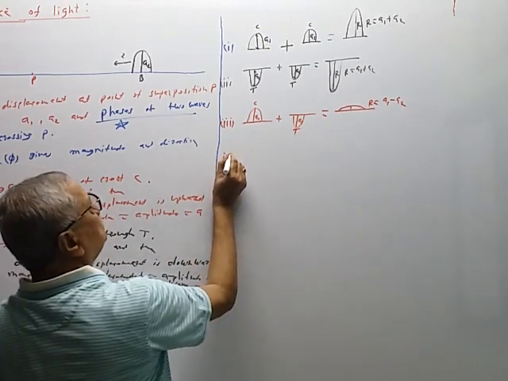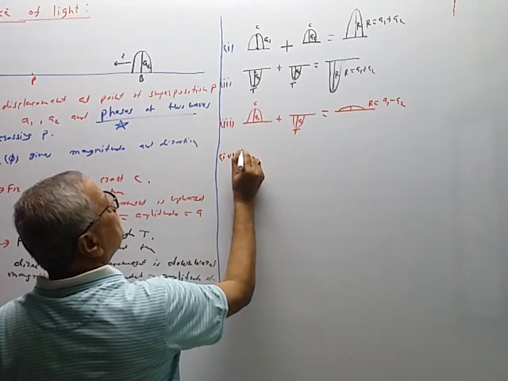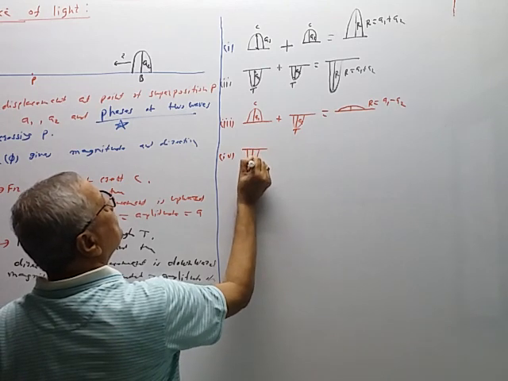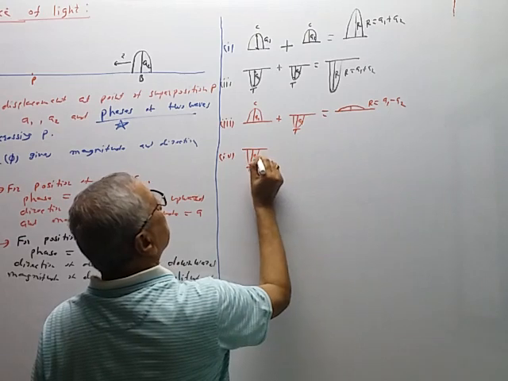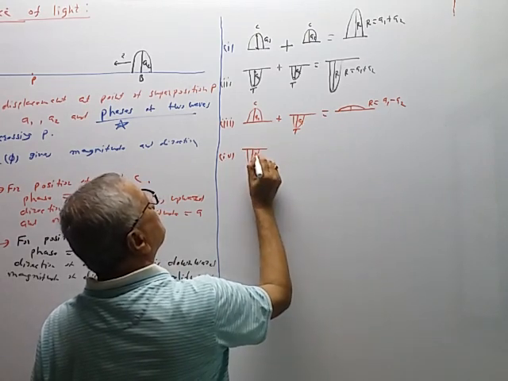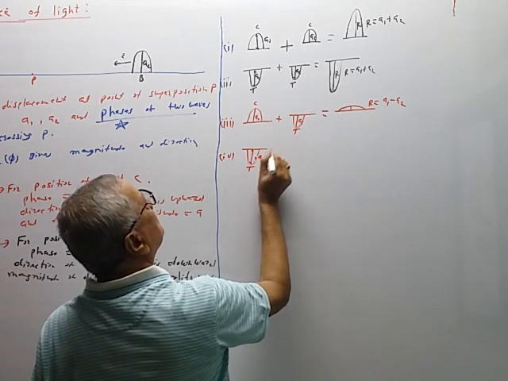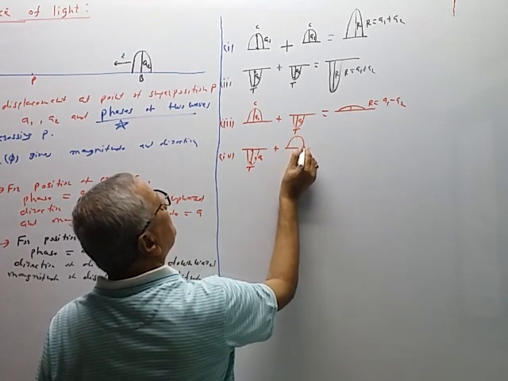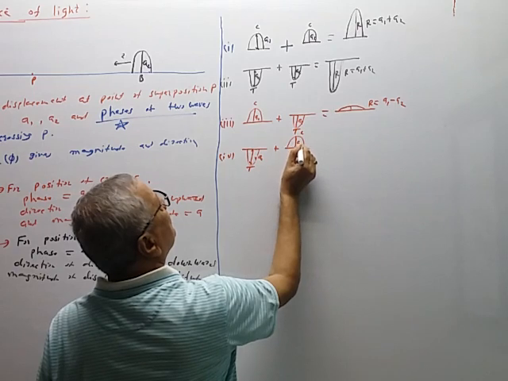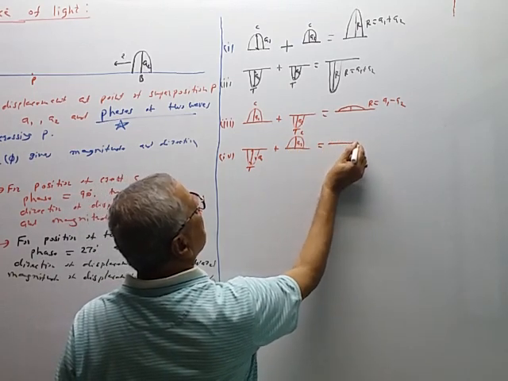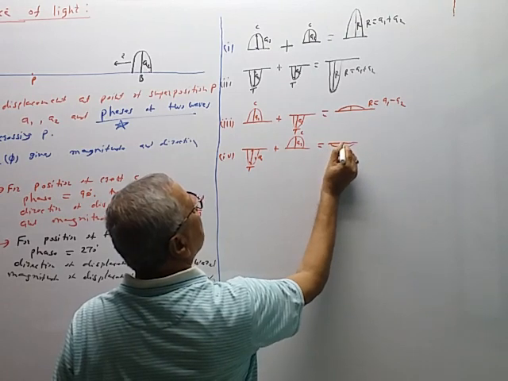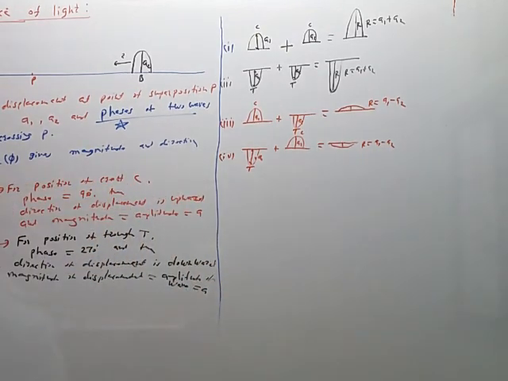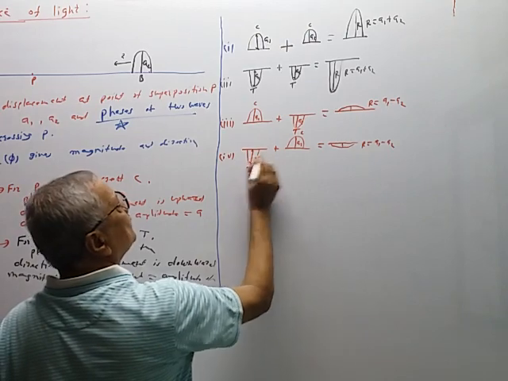One more case. Case number 4. Suppose trough of the first wave having amplitude A1, 5 cm, and crest of the second wave. If the two waves superimpose each other, then in this case again the two displacements are in opposite direction. Therefore, R is again A1 minus A2, but it is in the direction of the larger vector, that is in the downward direction. So A1 is 5 centimeter more, like this.